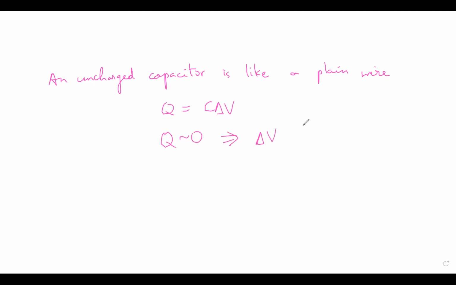An uncharged capacitor is like a plain wire. This is because for capacitors, we have Q is equal to C delta V. So if Q is approximately zero, then that tells you that delta V is approximately zero, which is the behavior you would expect from a plain wire. And so the current flows freely.